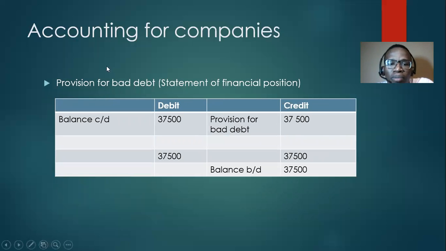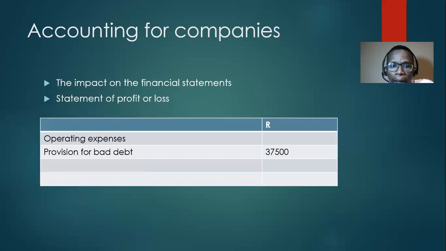Then for provision for bad debt, that goes to your statement of financial position. It's going to be credited with 37,500. Then you balance both sides, balance carried down 37,500, balance brought down 37,500. This is a contra account. We'll see how it affects your account receivables or trade and other receivables, right? Then on a statement of profit or loss, you'll have this provision for bad debt for 37,500.